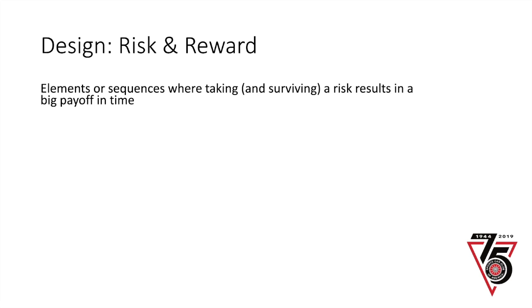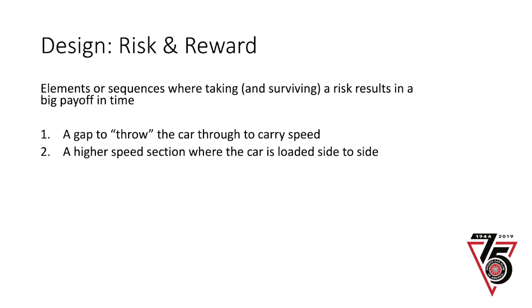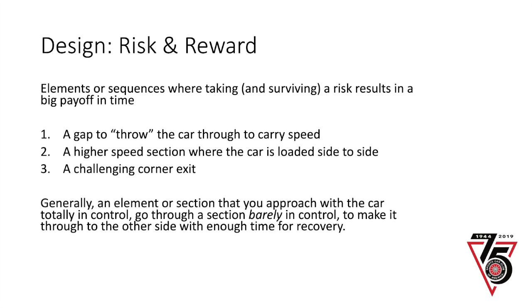Risk-reward elements are some of the most fun types of elements on an autocross course. They can take a variety of forms. It could be a gap to throw the car through. It could be a higher speed transition section that unsettles many drivers. It could be a challenging corner exit, and more. The general idea is that it involves approaching a section more or less in control, then going through a section barely in control to make it through to the other side with just enough time for recovery. The recovery section is where the driver gains the time reward and is absolutely essential.